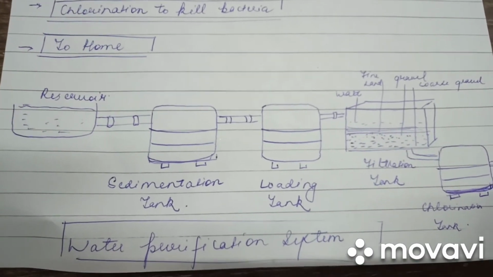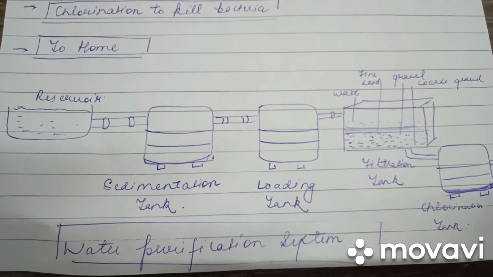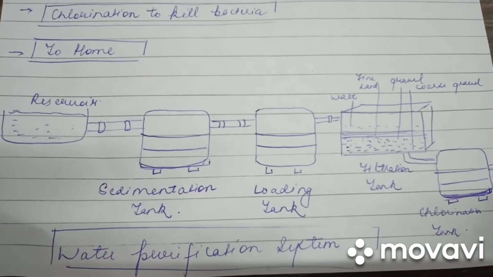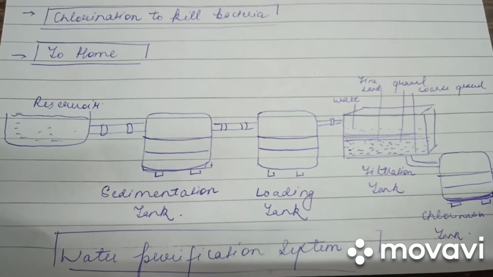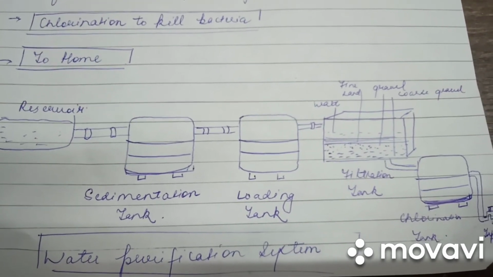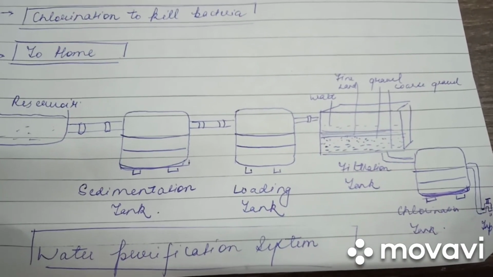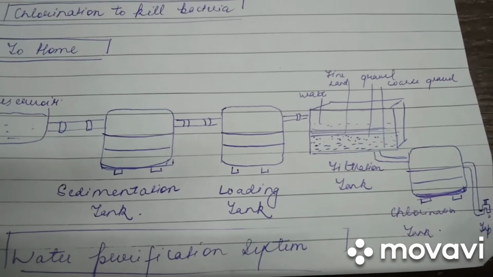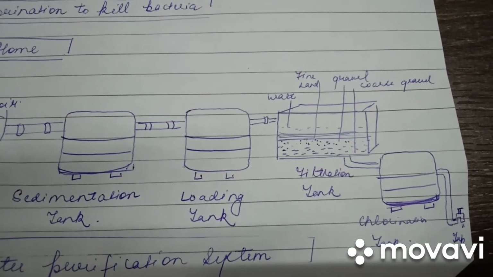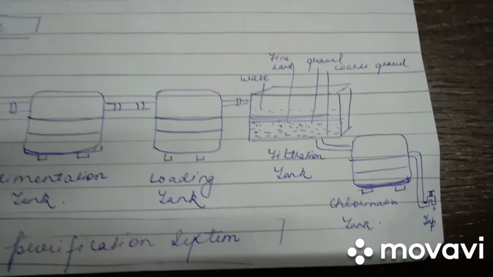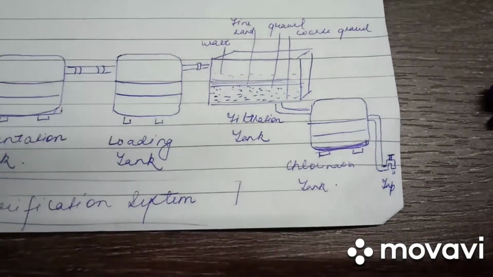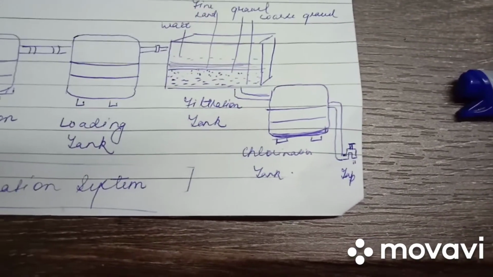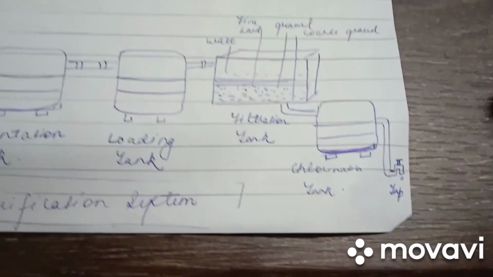Down below is the diagram which gives us the idea of the water purification system. First of all, we have the reservoir from which the water flows into the sedimentation tank where solids are allowed to settle. Then it moves to the loading tank where sedimentation of the suspended particles takes place. Then further, water moves to the filtration tank where all the impurities such as sand, gravel are filtered. Further, it passes to the chlorination tank in which water is chlorinated in order to kill bacteria. And finally, it is supplied to our water taps at home.